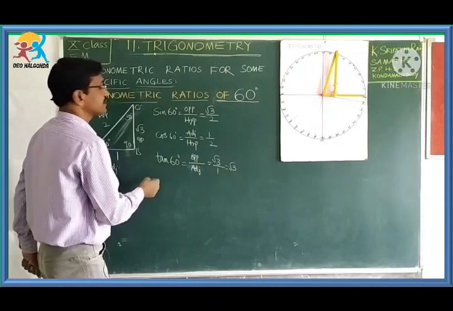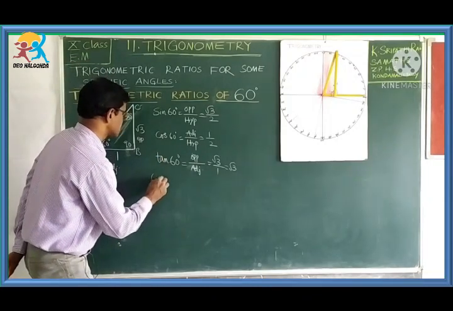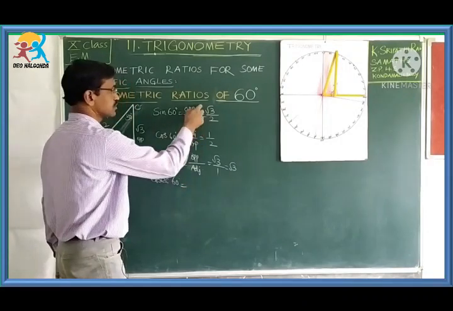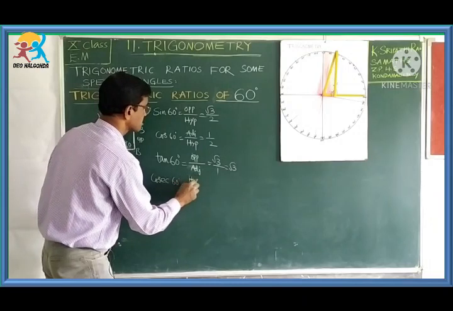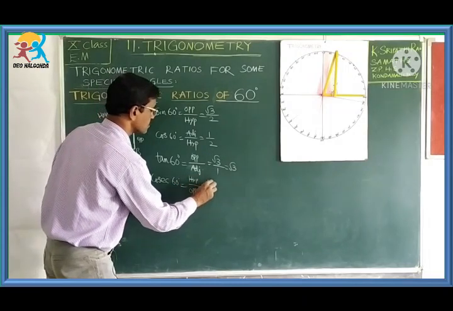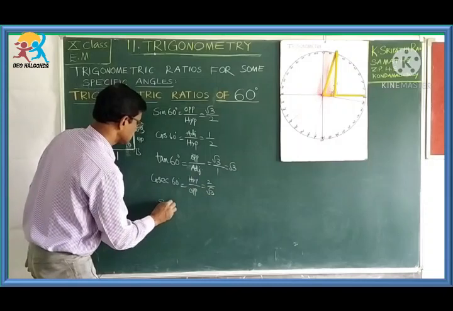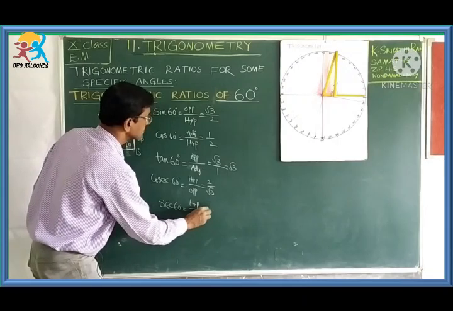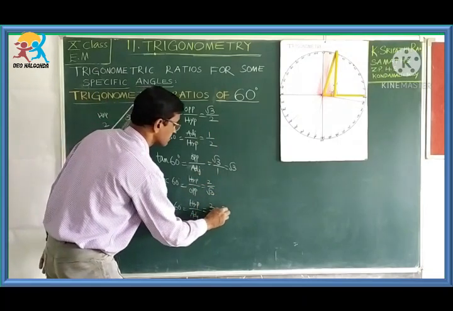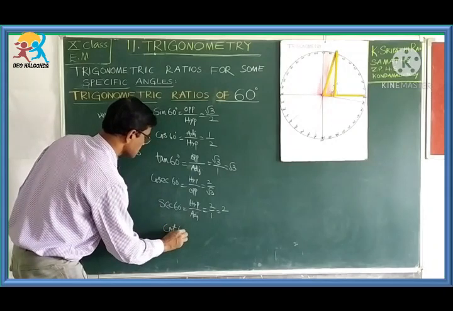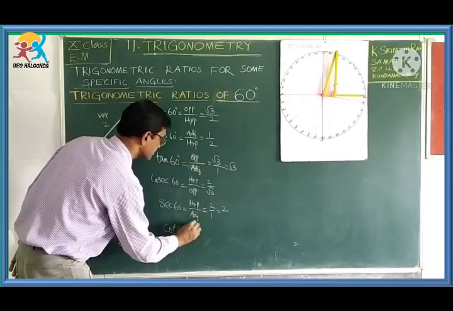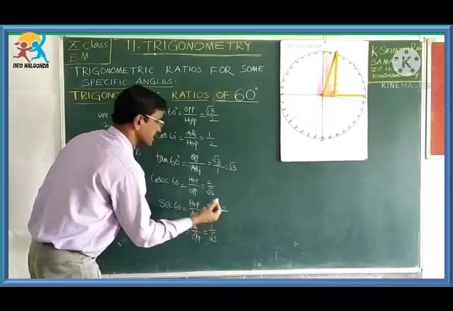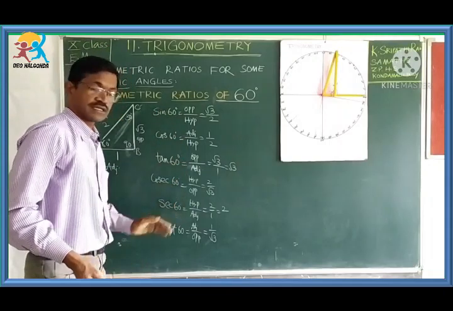Similarly, we can write all other trigonometric ratios by taking the reciprocal of the above. Cosec 60 is hypotenuse by opposite side, that is 2 by root 3. Sec 60 is hypotenuse by adjacent side, that is 2 by 1, equal to 2. Cot 60 is adjacent side by opposite side, 1 by root 3. In this way we can decide the ratios.